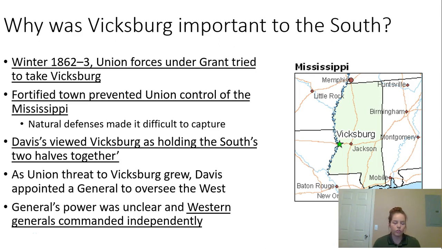And so as the Union threat to Vicksburg grew, Davis is going to appoint a Confederate general to oversee the West to try and organize and to concentrate the general military effort. However, the general's power is unclear, and we still see Western generals commanding independently. So Davis's plan doesn't really go as planned. And we will stop here.